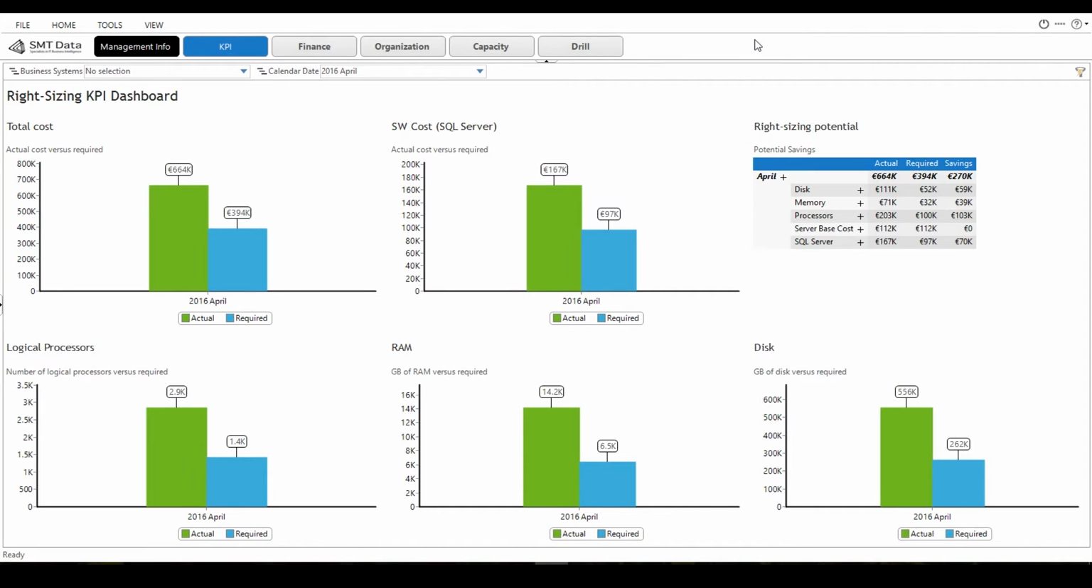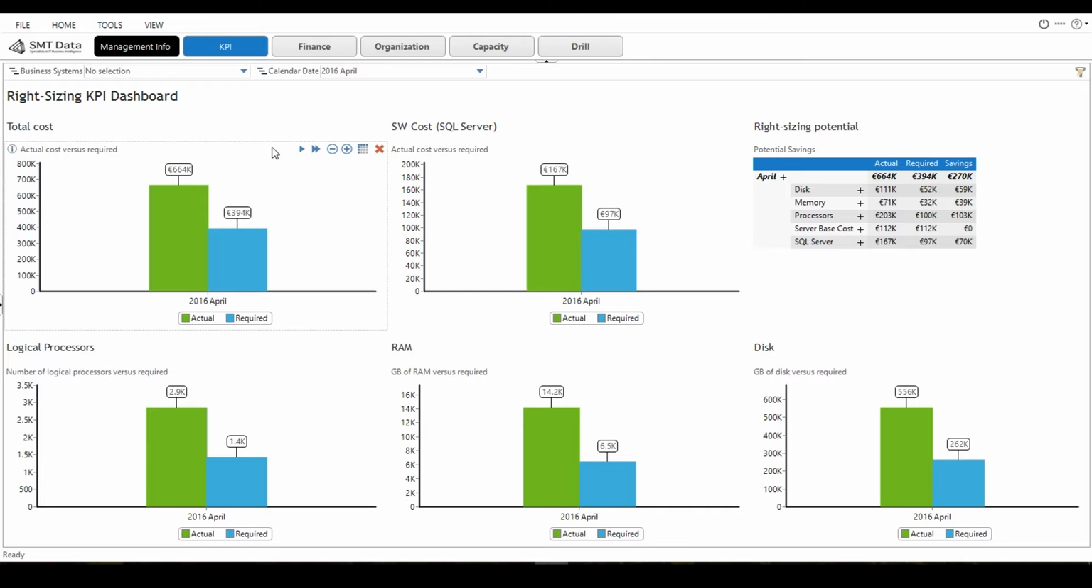We're going to start out at a very high level. Basically, what we're trying to do is look across about 1,000 servers and get some KPIs that give us an indication of where there's some right-sizing potential, that is, some potential savings by adjusting the capacity of these servers in order to save some money. So what we're looking at is a number of graphs here.